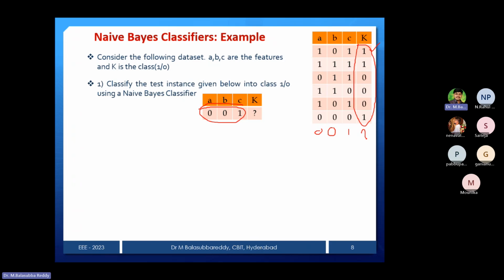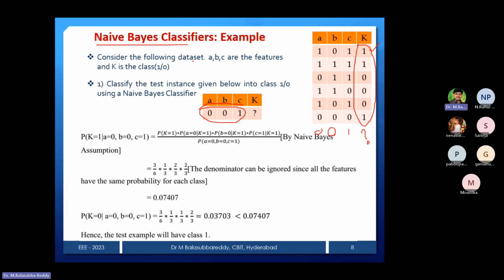Then what is the K? This is the question. For that, you have to use the Naive Bayes algorithm. So A, B, C values are given, then we can easily find what is the value of K. In that, the problem is very simple. Up to now, we call it the given problem.